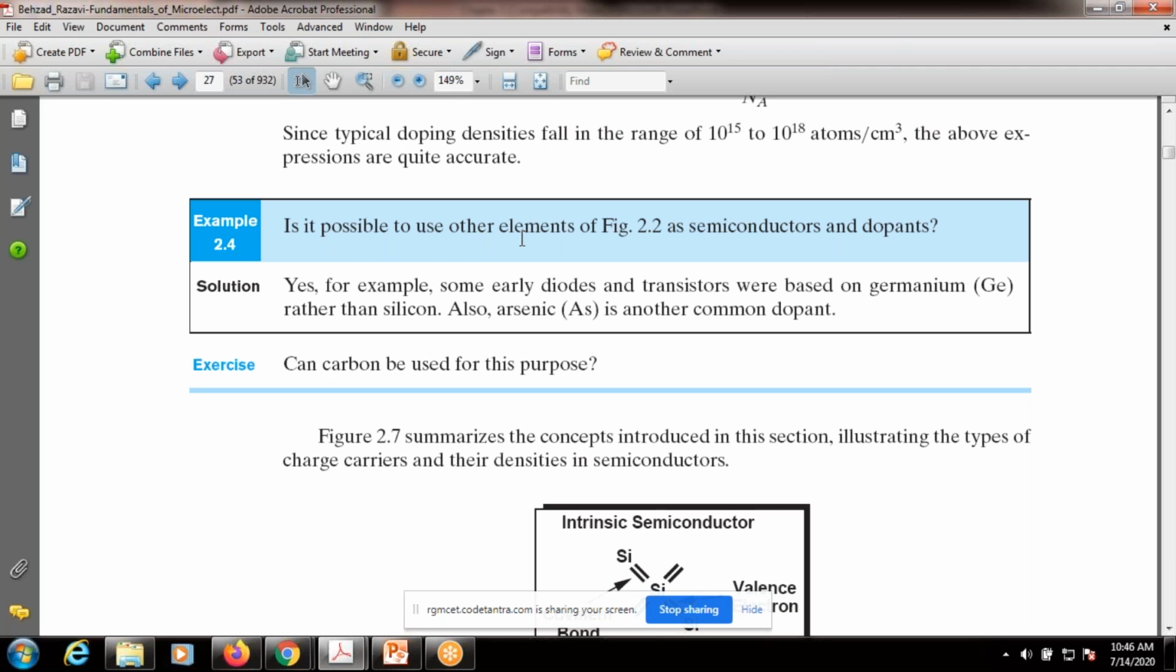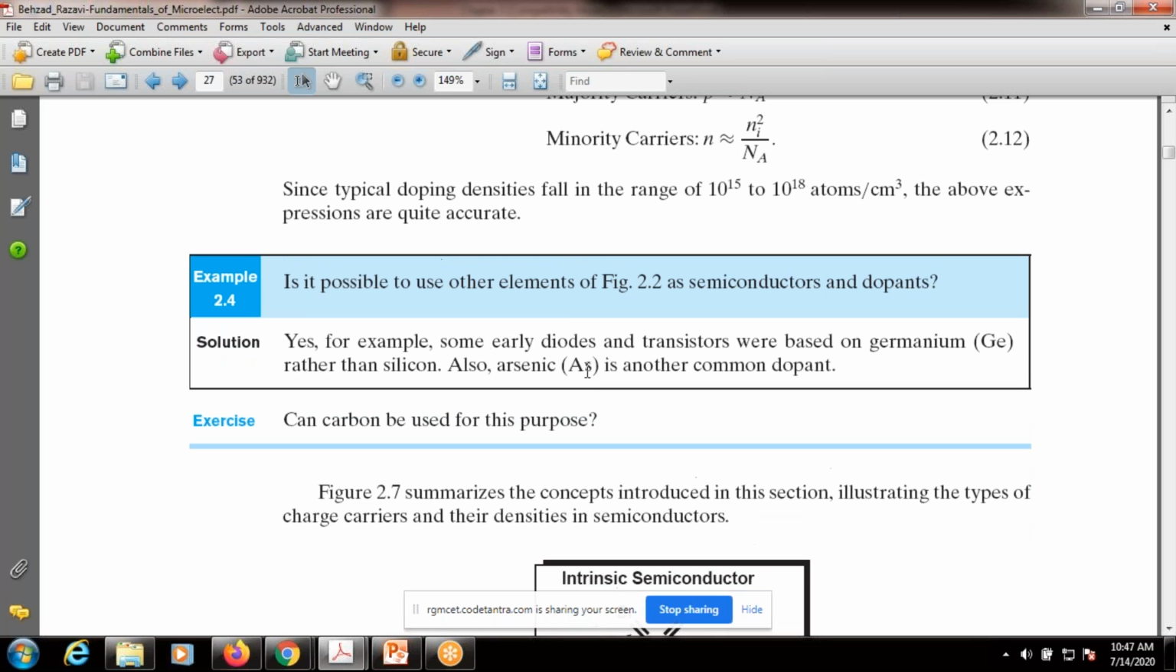It is possible to use other elements as semiconductors and dopants. Yes, it is possible, right? Some early diodes and transistors were based on germanium rather than silicon. Also, arsenic is another common dopant, right? Not only boron and phosphorus, people also tried the remaining elements in the third group as well as the fifth group.